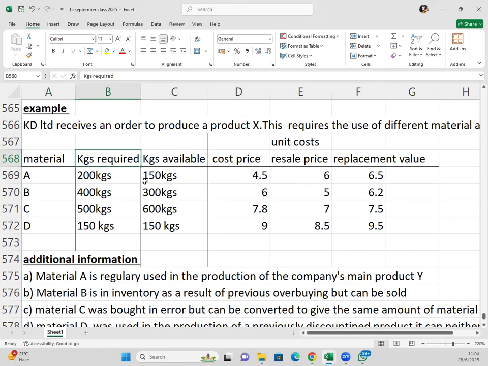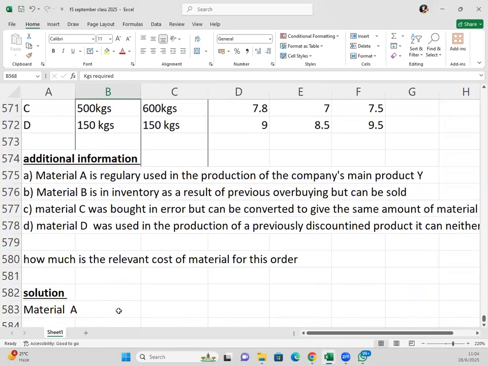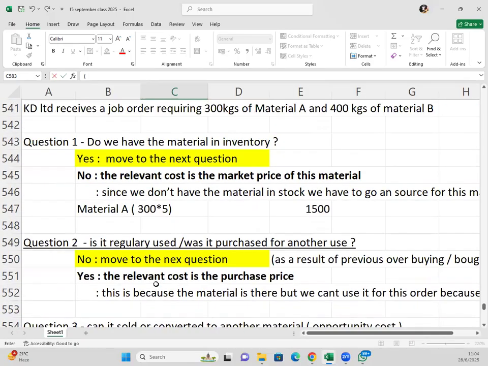Because the question number one is, do we have the material in stock? For 150 kgs, yes, but it means there are 50 kgs which are not in stock. And for the kgs which are not in stock, what did we say we do? We said that for the kgs which are not in stock, you have to go and buy them. Let's go to the questions and see if I'm talking about something that we discussed.